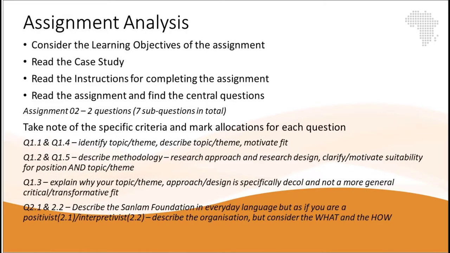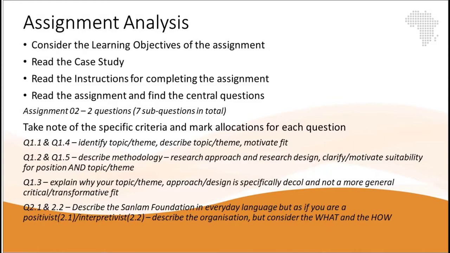Next, let's look at assignment analysis. Just the same as for assignment 1, firstly look at the learning objectives of the assignment and read the instructions for completing the assignment. Then this assignment 2 is based on a case study, so read the case study and the additional resources linked to the case study. Then read the assignment itself and find those central questions for each of the sub-questions.